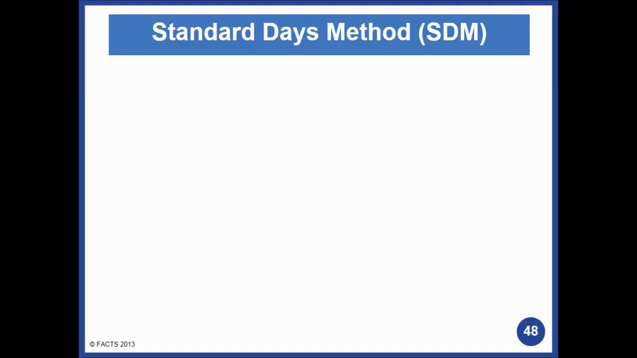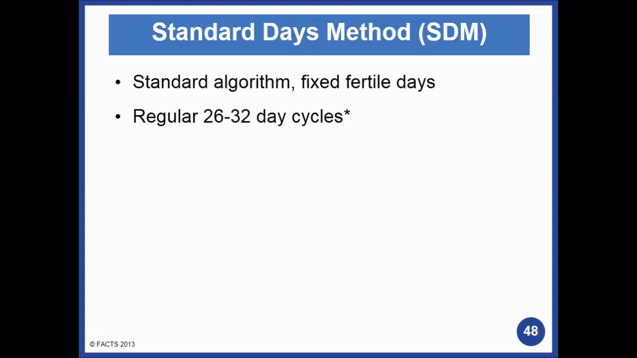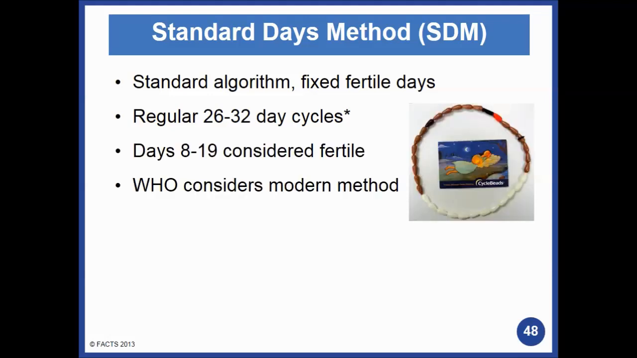Coming to our last 2 methods, the Standard Days method is a standardized algorithm of fixed days of fertility, and it's applicable to women with regular cycles, 26 to 32 days. It identifies the same fertile days for every woman. You might think that's kind of a narrow window of cycles, but actually that 26 to 32 day range consistently represents about 75 to 90% of cycles, so it can be suitable for the majority of women.